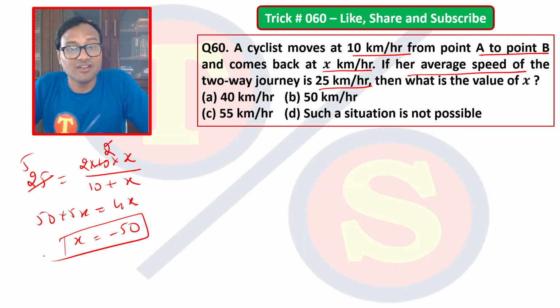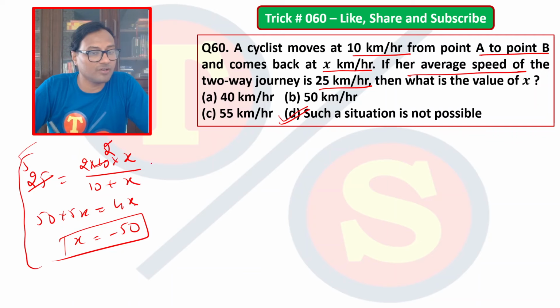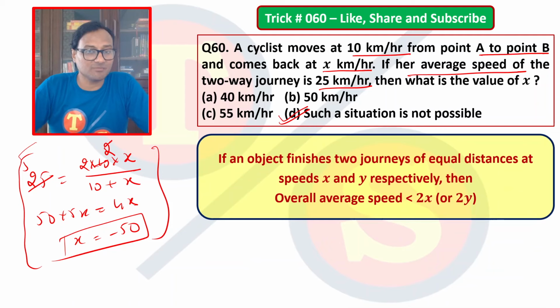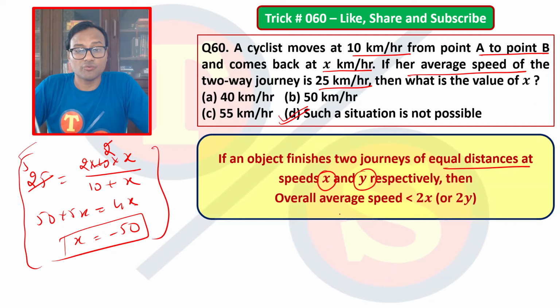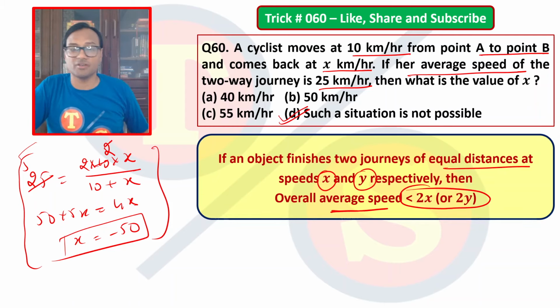How did this happen? How can the speed come to be a negative number? Definitely not possible. So such a situation is not possible. So what is the idea? Do I need to do all this work over here, or do we have any other formula, any other trick for this? So always remember that whenever one journey is done at the rate of x kilometer per hour, and another journey of the same distance is done at the rate of y kilometer per hour, whatever the average speed of the entire two-way journey comes, it is always less than twice of any of the two speeds.